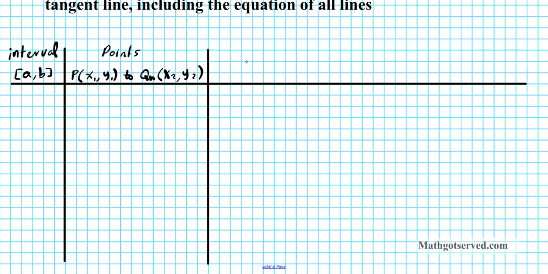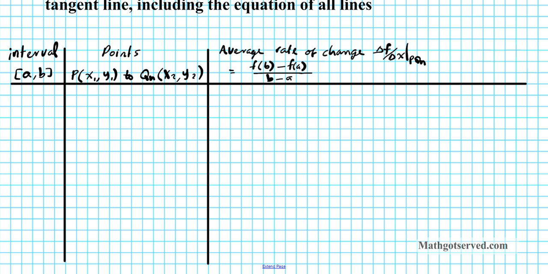So let's write that down. Average rate of change, and that's delta F over delta X. All right, and we're going to be using the formula F of B minus F of A divided by B minus A. That's the formula we're going to be using to compute our average rate of change at our respective P and Q sub n's.